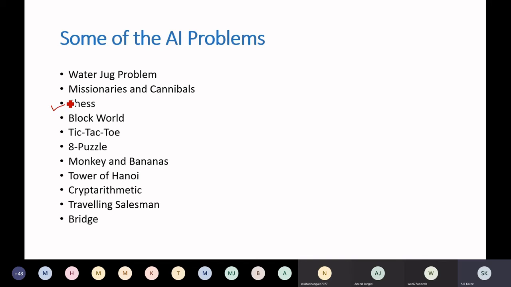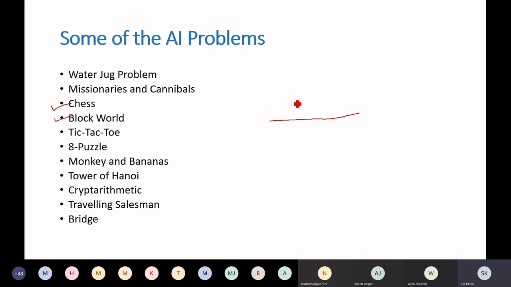Then the chess problem is known. All of us know this problem. There is a chess board and there are 16 white pieces and 16 black pieces. 2 players play that game, right? So chess is known to us. Then the block world problem. This is also an important problem in AI.